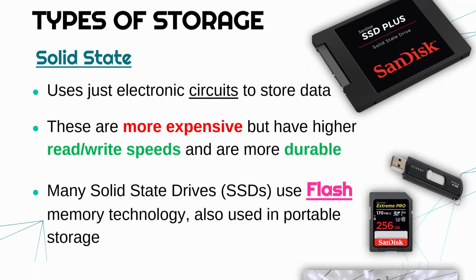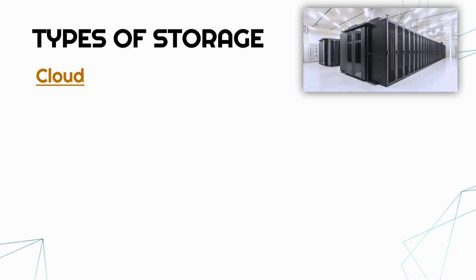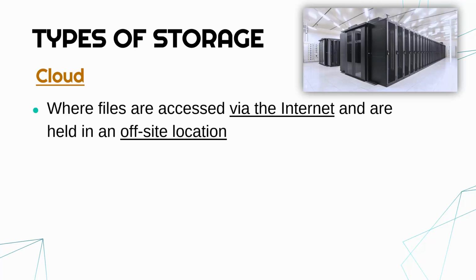And the final type of storage I want to talk about is a bit of an outlier because it's not a physical storage device, it's more of a concept, and that is cloud storage. So cloud storage is where you are accessing your files via the internet, which are held in an off-site location. So what that means is you've got to use the internet to access your files, maybe through an app, maybe through a website, and your actual data is not held near you, it's held in some other location away from you. So often in a big data center with loads of servers which hold your files, and the internet is how they are sent to you and how you send files to it.